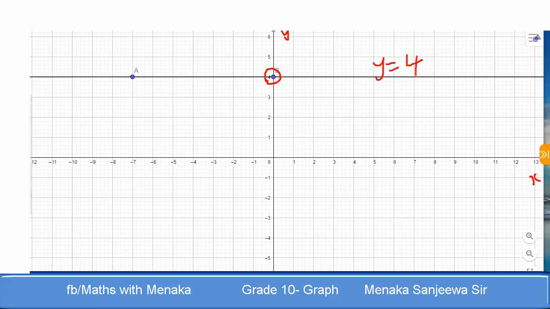That's easy, no? If I draw another line, understood? Okay, just write it down. If I draw another line like this, it is going through negative 2 on the y-axis. So y equals negative 2 is the equation.